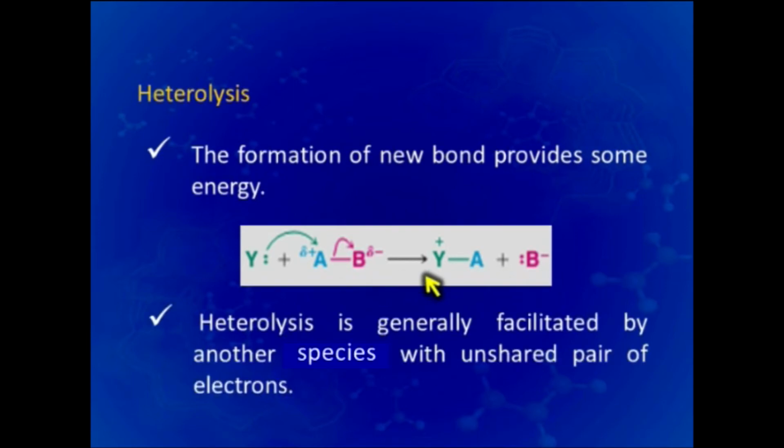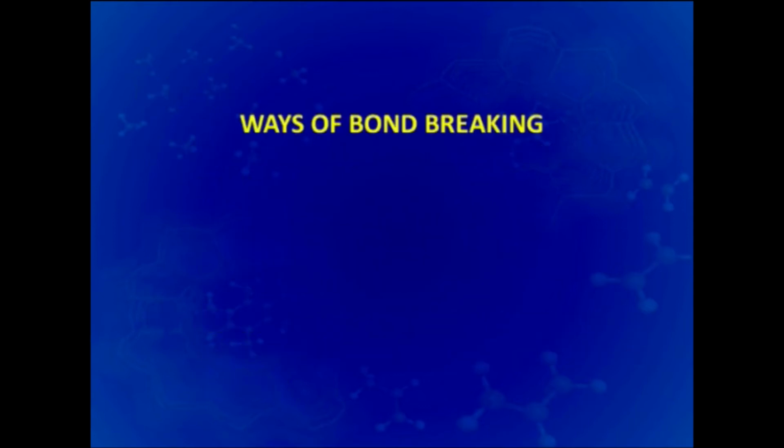And heterolysis is generally facilitated by another species with an unshared pair of electrons, so that that pair can be given to the one which is deficient in that electron pair, and give rise to the product. The other way of bond breaking is homolysis.